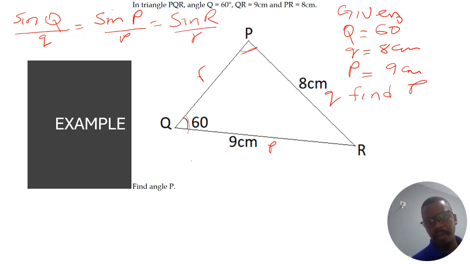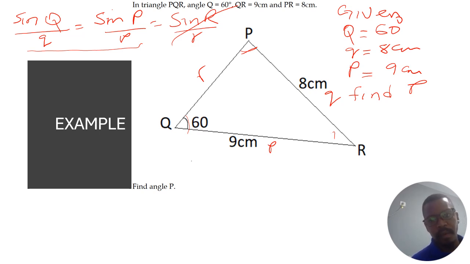From what you know, you will definitely understand that you don't know angle R, you don't even know that one, which means this one already goes out, you can't use it. In this case, you are remaining with these two. Those are the ones that you can use. So let's substitute in those two and find our P, because it's a matter of finding the angle now.